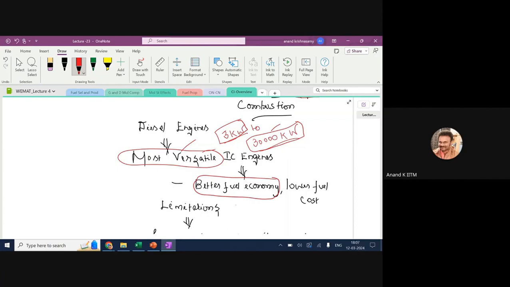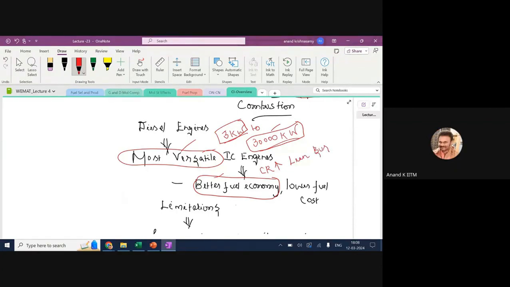Can anyone tell me how the fuel economy is much higher or better in a CI engine compared to an SI engine? Because we are running it very lean. Because of the high compression ratio, the thermal efficiency is very high compared to SI. So you are saying two reasons. One is that the compression ratio is high. The other is lean burn.